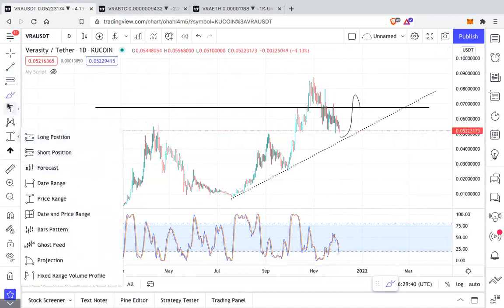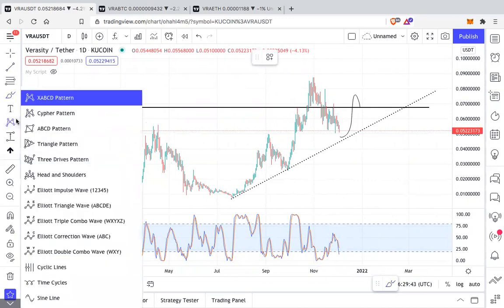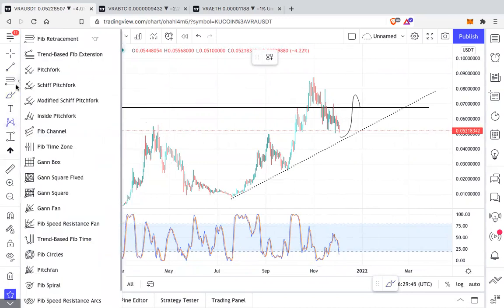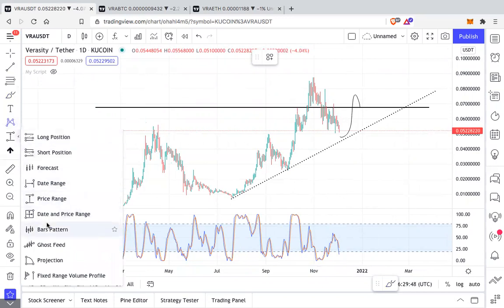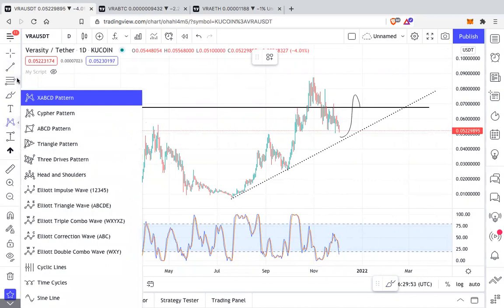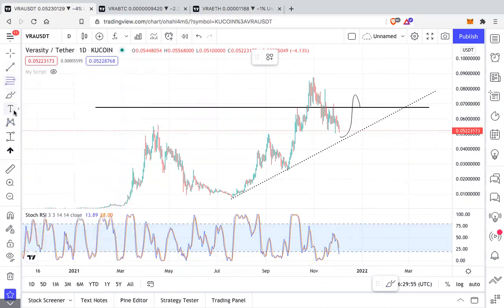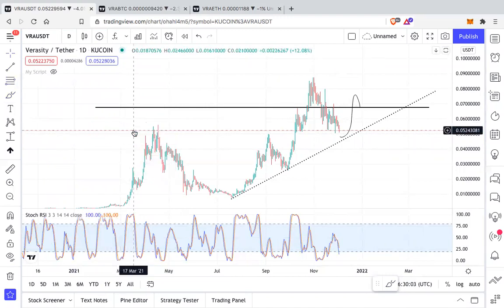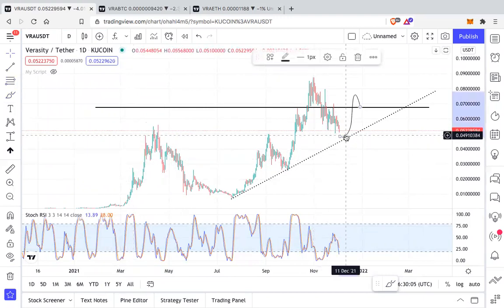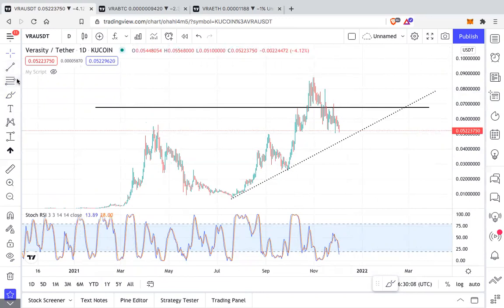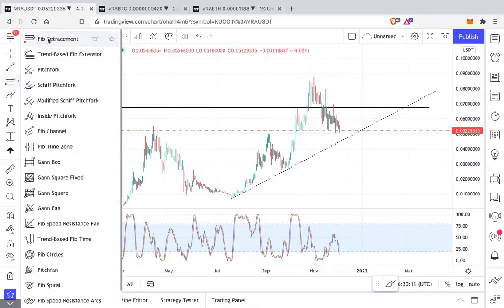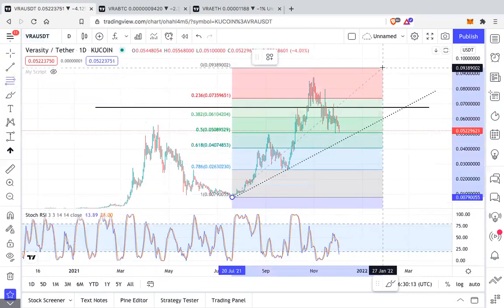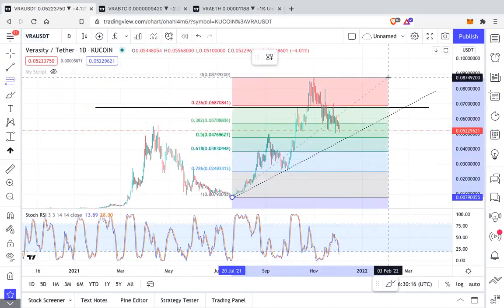So this entire zone, let me highlight it. Let me go and check the Fibonacci also, as I want to do a complete detailed analysis.